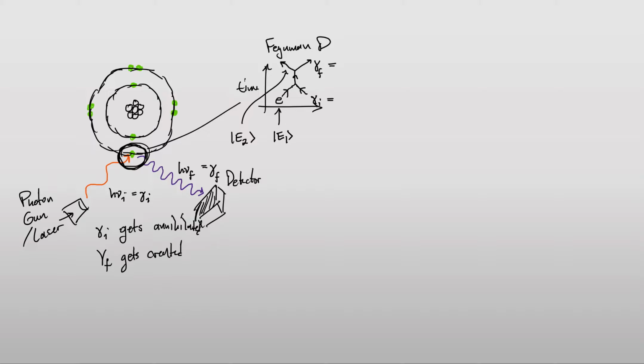So we have two states, two photon states, one of which is incoming, and that gets annihilated, and one of which is outgoing, and that gets created, right? So this is our setup. I'm using spectroscopy as an example here to motivate our interest in quantum field theory, because we want to know exactly what's going on in this picture, right?